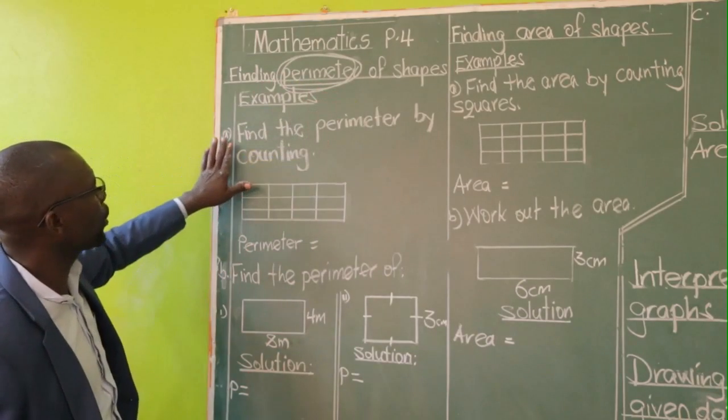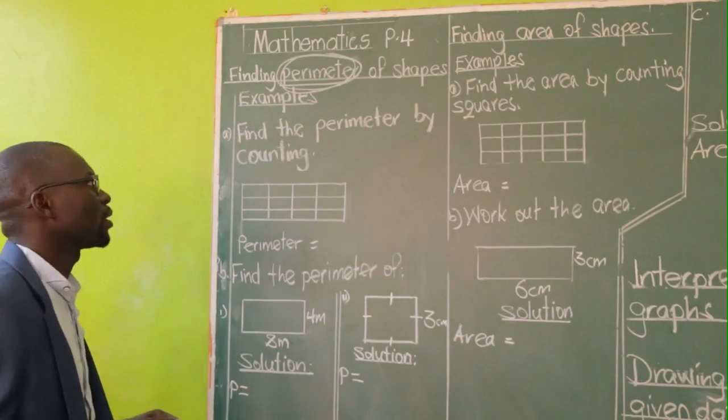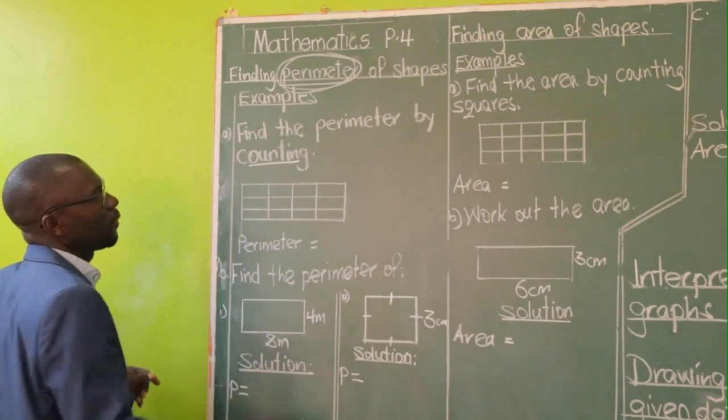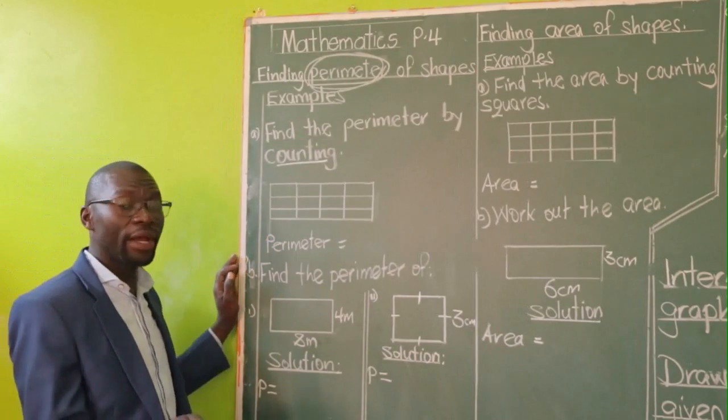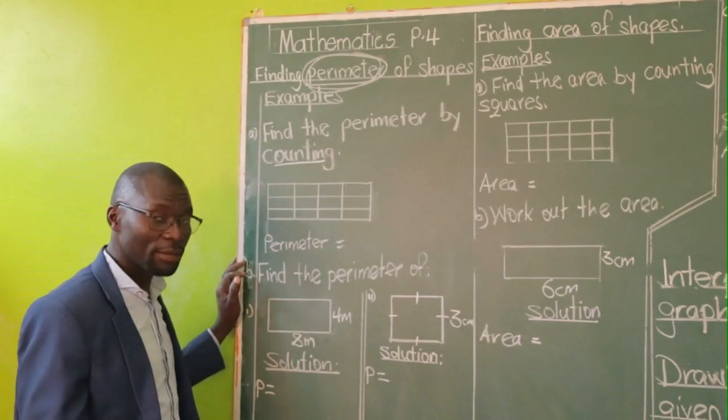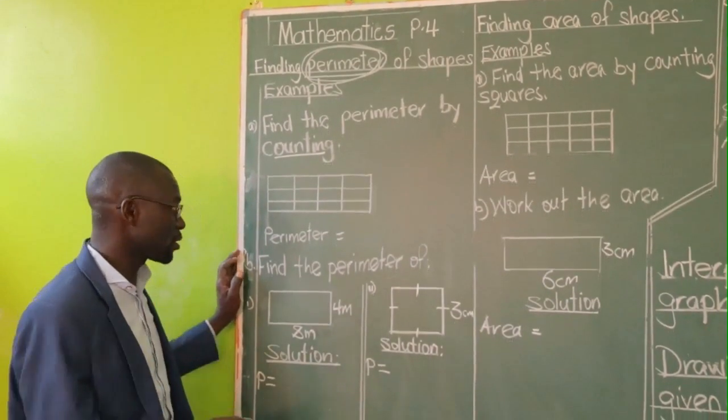So now we are going to look at 2 ways of finding perimeter. One is by counting. Find the perimeter by counting. And this one is not going to be very, very hard. I told you last time that mathematics is the simplest subject.